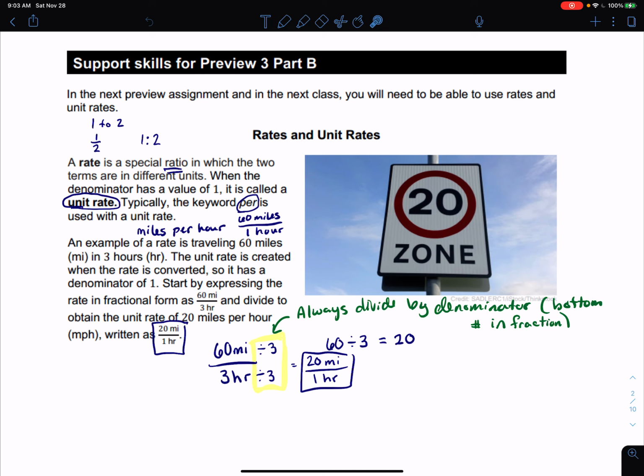Let's look at the support skills for Preview 3, Part B. So in the next preview assignment and in the next class, you will need to be able to use rates and unit rates. So let's talk about rates and unit rates.